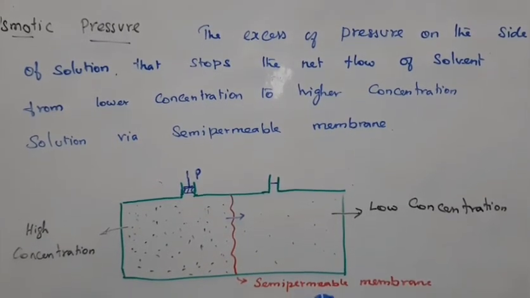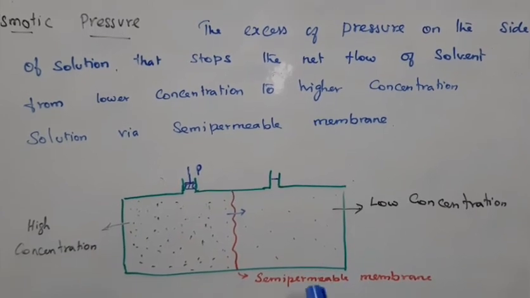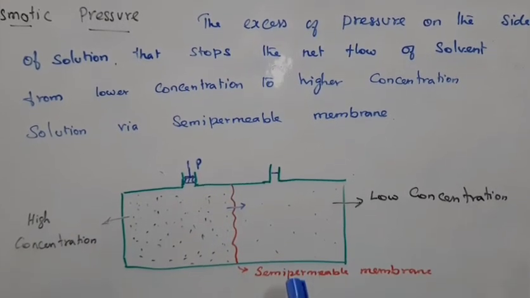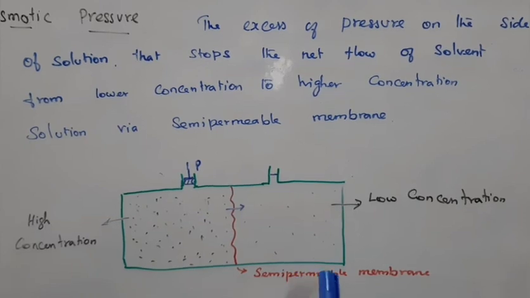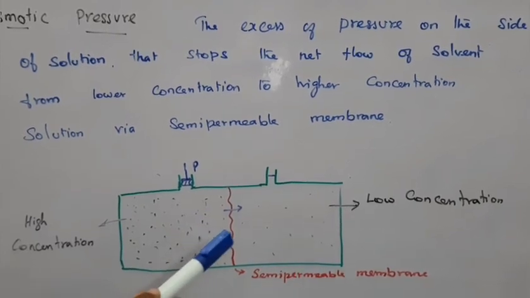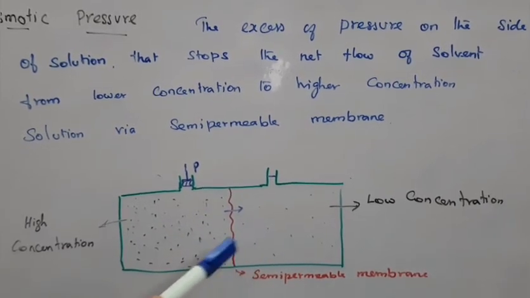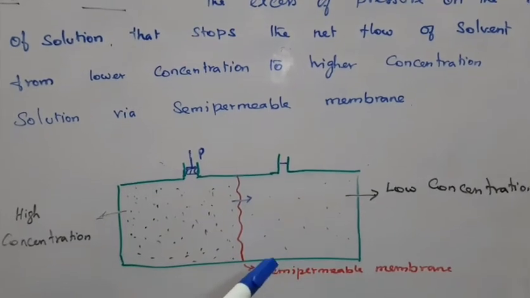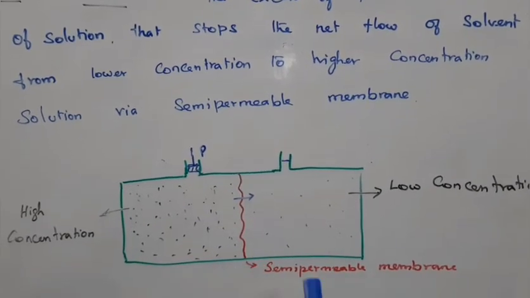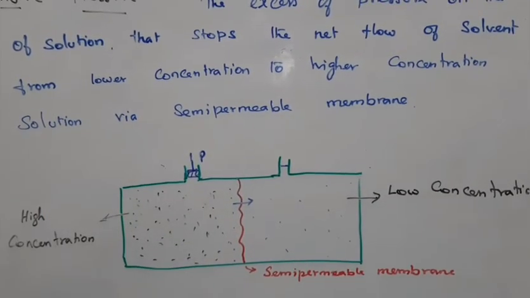The semi-permeable membrane is made of animal bladder or cellophane. What is the use of this semi-permeable membrane? It allows only the solvent to pass, not the solute. Okay, so that is osmotic pressure.